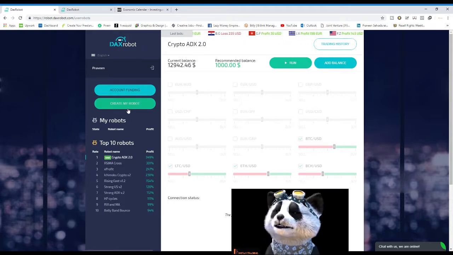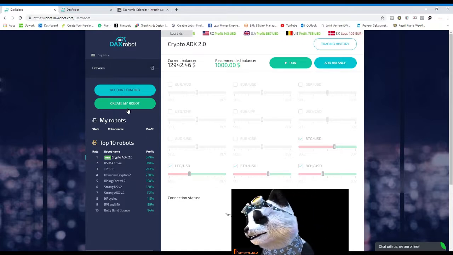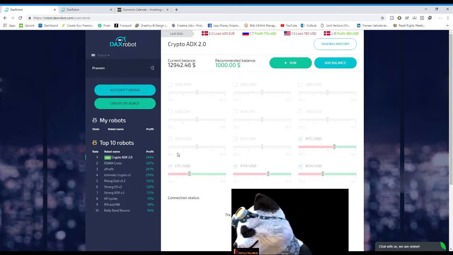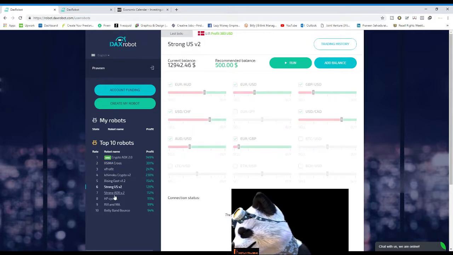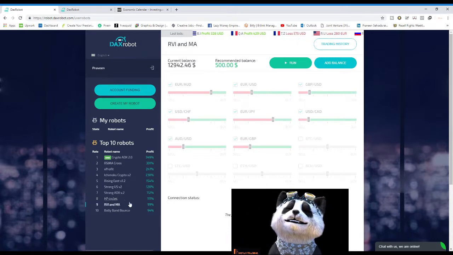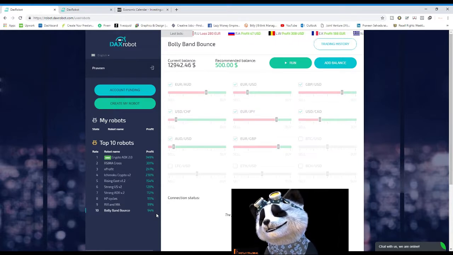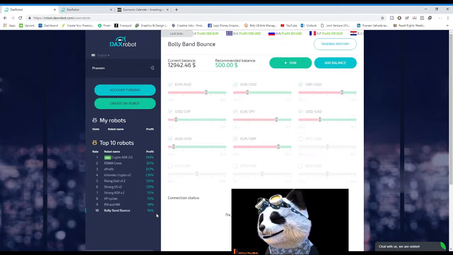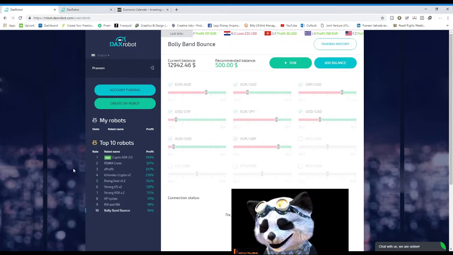And over here is the create my robot button, which I'm going to use very soon, guys. I'm going to create my own robot and use that particular robot to trade, because I have actually traded with all the robots over here. Crypto 8x down, Risma cross down, X Profit, Ichimoku rising, A strong V2, strong US, strong ADX, HP cycle, sorry, RVI MA, everything is done. And today is the second day that we are testing the last remaining robot in the DAX robot, which is the Bolly Band Bounce. Tomorrow or the day after will be the last day that we test this robot. Since we finished all the robots here, we will go to our own custom made robot.